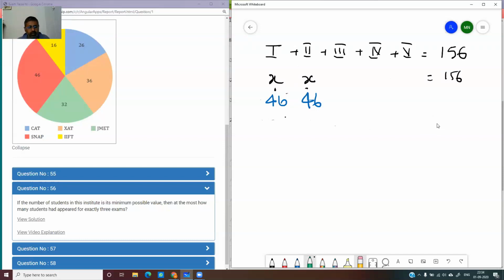What you require here is a maximum value here and a minimum value here, because you need a maximum difference here, isn't it? This difference should be max. They are asking exactly 3, isn't it? Exactly 3 will be the difference between at least 3 and at least 4. This should be maximum, this should be minimum, and this difference should be there. At most how many students have appeared exactly 3? So this should ideally also be minimum. You know why? Because we'll check this out.